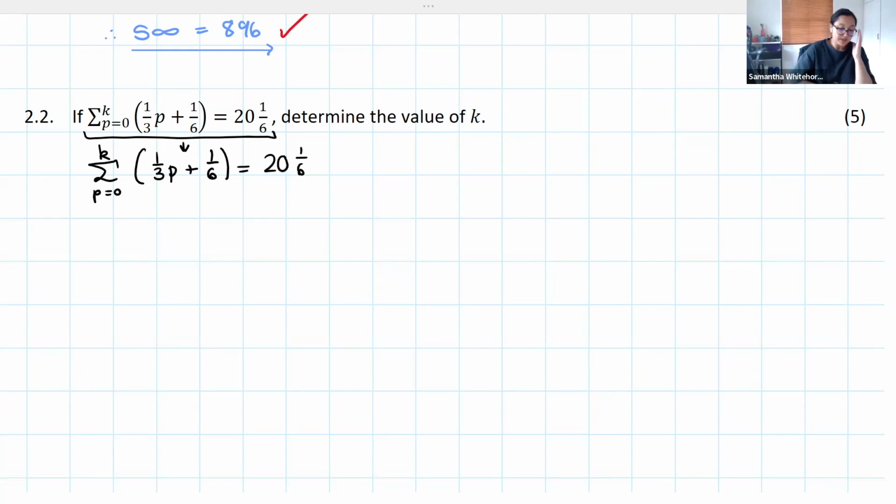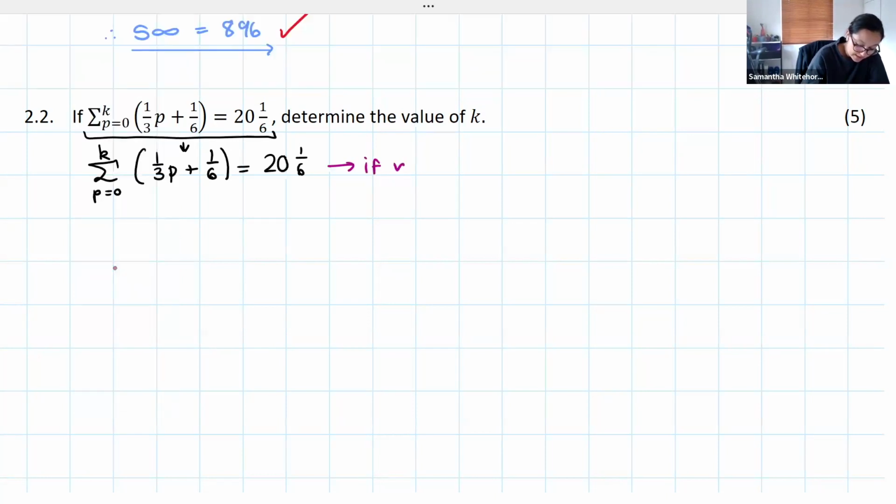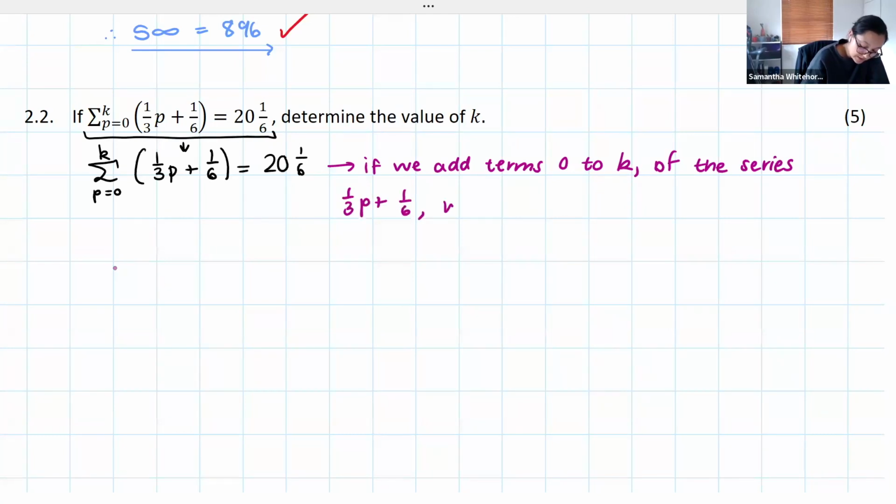Right, so we've got that whole fun sigma thing, and it says determine the value of k. So let's establish what we have. Sigma is saying to me, whoopsie daisies, if we add terms 0 to k of the series a third p plus a 6, we get a sum of 20 and a 6.